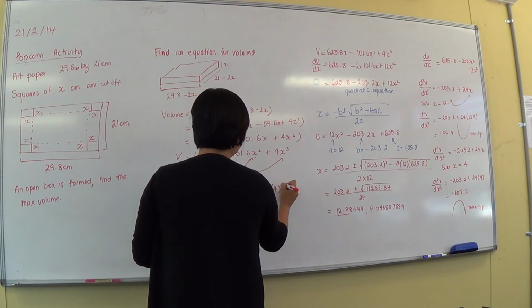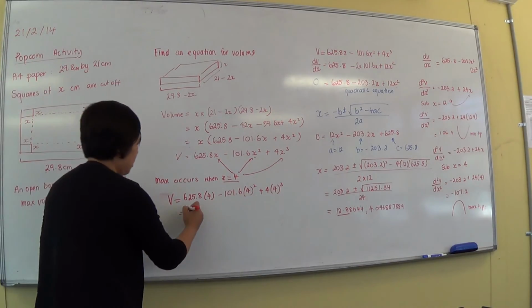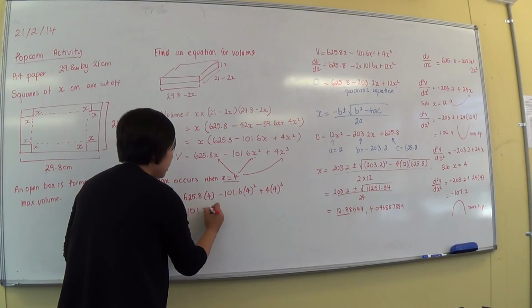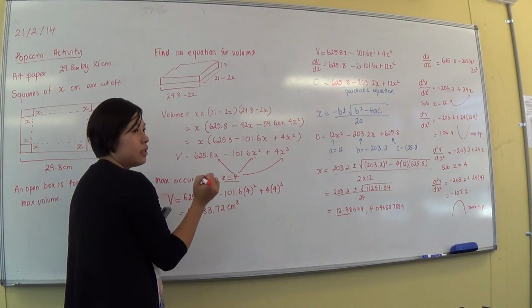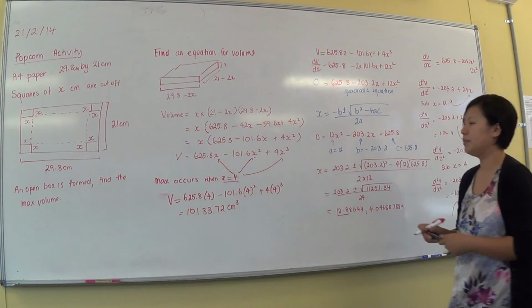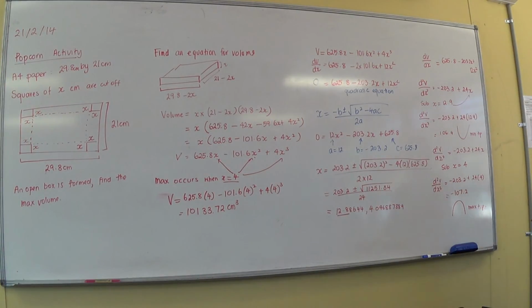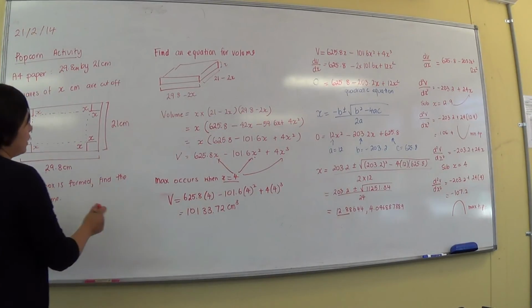Did you finish? What was your final answer? 1,133.72. 1,133.72 centimetres cubed. That would use the 4.046. It doesn't matter, something similar to this then. Okay, so that's how you do maximum and minimum problems with practical application.